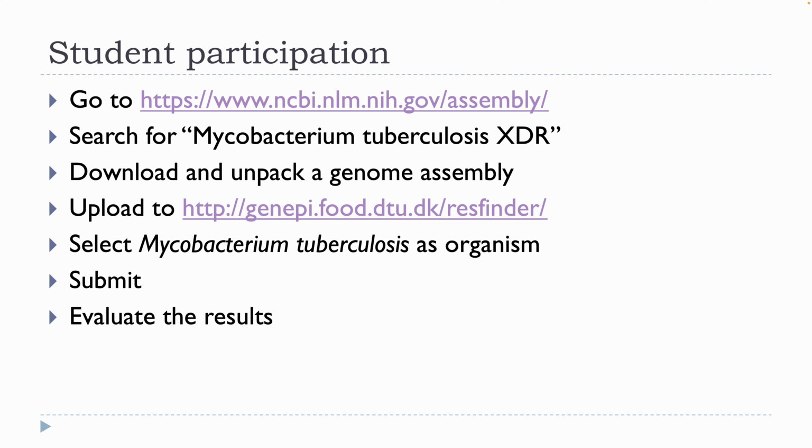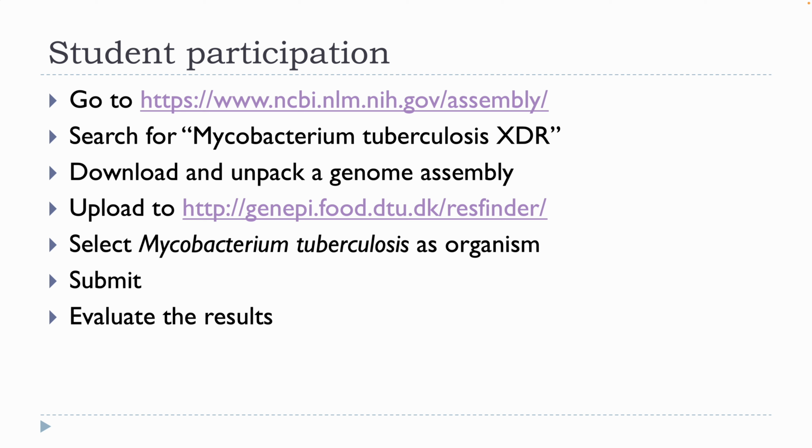Now this is a moment where I have a bit of a break and I leave you to go off and do this student participation. If you go to the NCBI website and look at their assembly page, in the search box you type in Mycobacterium tuberculosis XDR, and then you need to download and unpack a genome assembly. So you just click on the bit where it says download. There's a slight twist in this. If you're using a Mac, don't use Safari but use the Chrome browser. Click on that and you should then download the genome assembly.